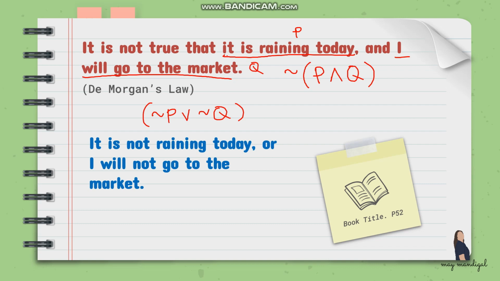That will now be: it is not raining today or I will not go to the market. So, you just have to negate each part. It will be, it is not raining today. Then we change to OR. And then the negation of Q, I will go to the market, so we have I will not go to the market. So this is now the equivalent statement of our original one.